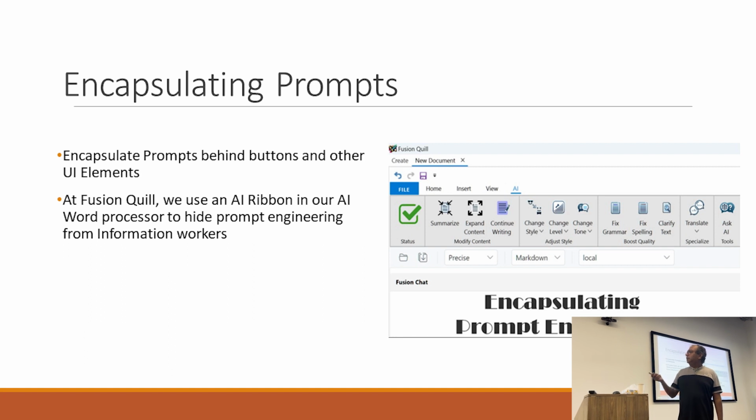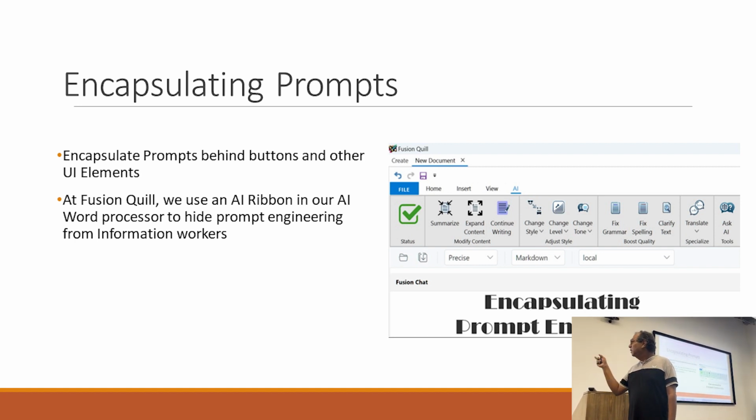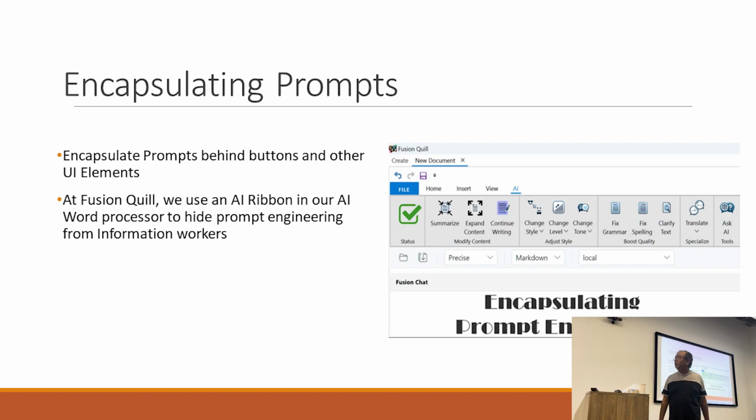We talked of prompt engineering and how it's very difficult for normal people. So this is a screenshot of our application. It's the AI word processor. You type stuff in the word processor, you select stuff, and you can hit something like summarize or expand content. The way it does it is that the prompt, that multi-paragraph prompt which you have seen earlier, takes the selected text and applies the prompt on that.